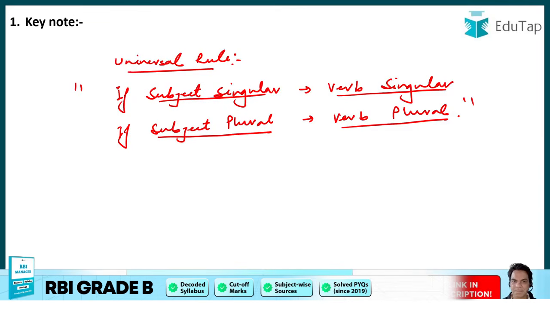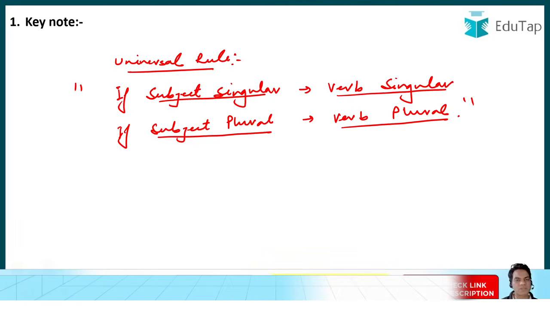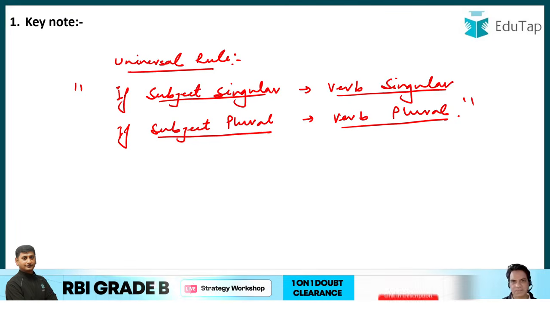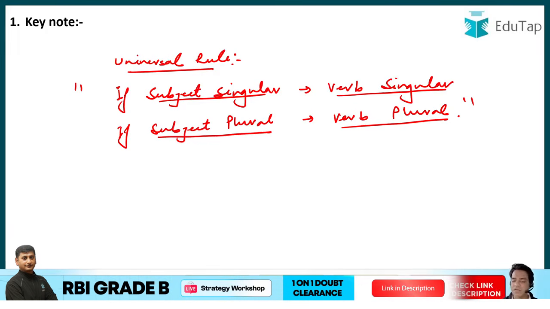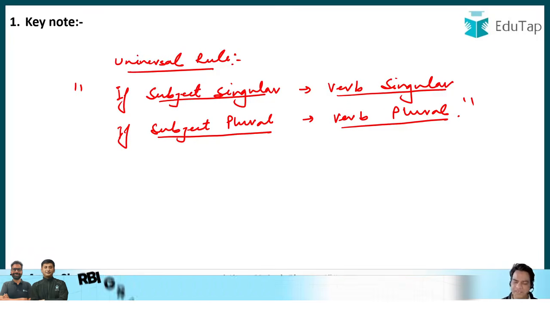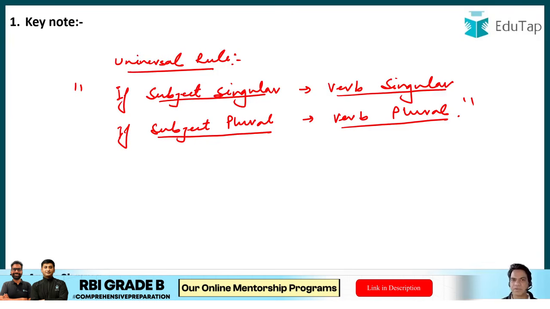Please remember this, guys. Honor of the sentence is subject. So verb has to be in accordance with the honor, I mean the subject of the sentence, not the other way around. We can't say if the verb is plural, the subject can also be made plural. No. If the subject is plural, then only the verb will be plural. If the subject is singular, the verb will be singular.